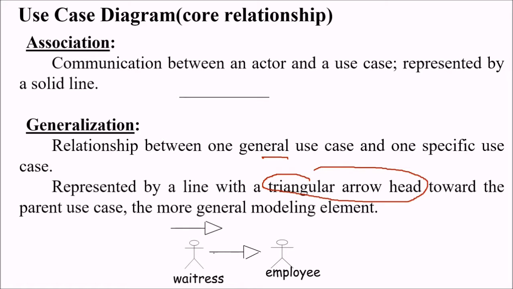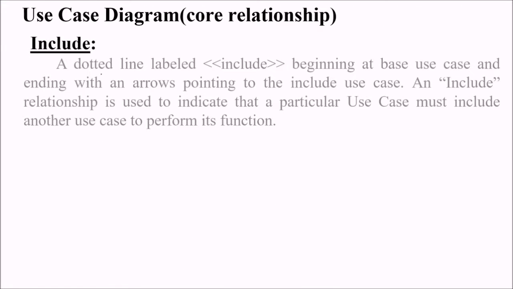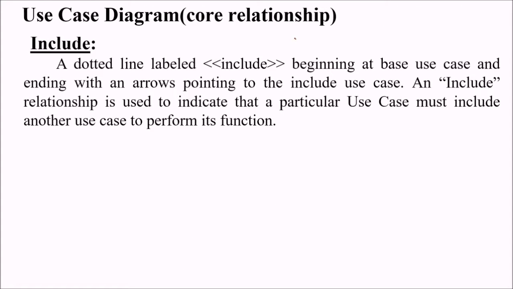element. That is, a waitress is an employee. A waiter is an employee. This is the generalization. Use case diagram: include. This include means you have something bounded in between double angle brackets. The dotted line labeled this one, beginning at the base use case and ending with an arrow pointing to the include use case. This include relationship is used to indicate that a particular use case must include another use case to perform its function.